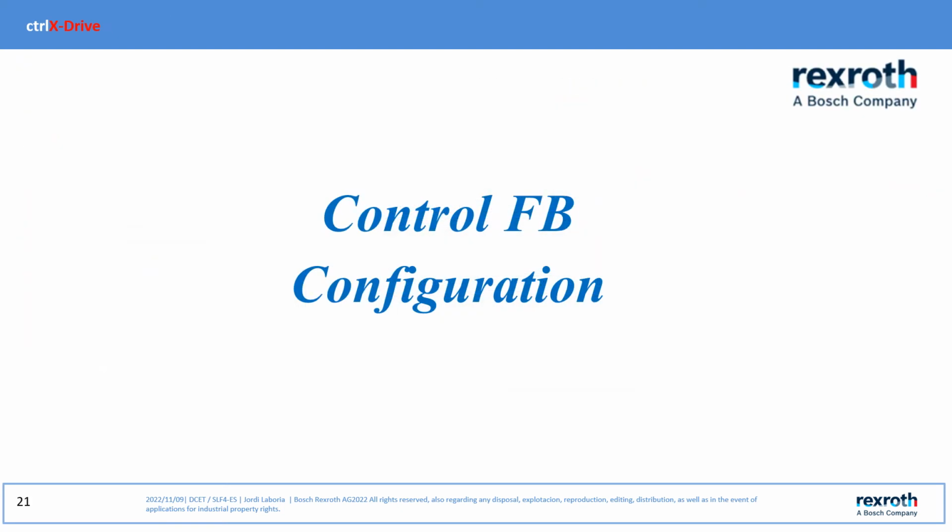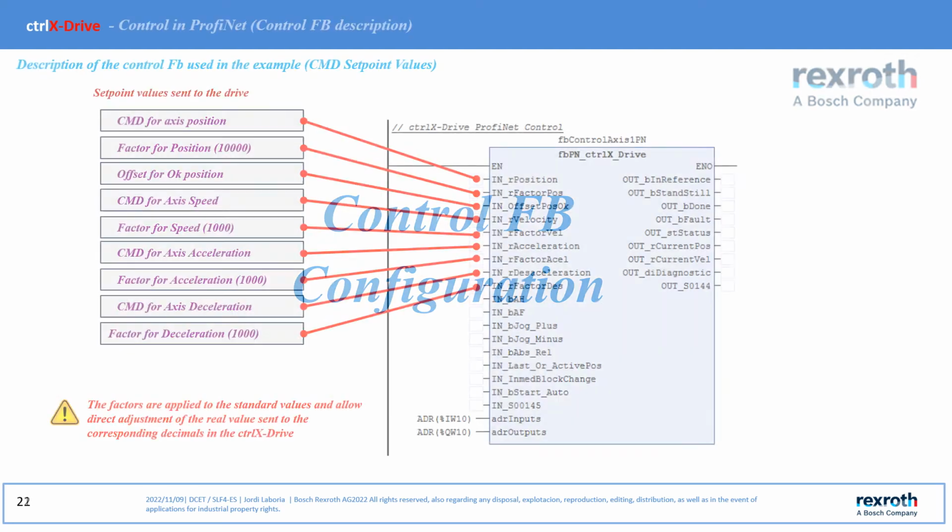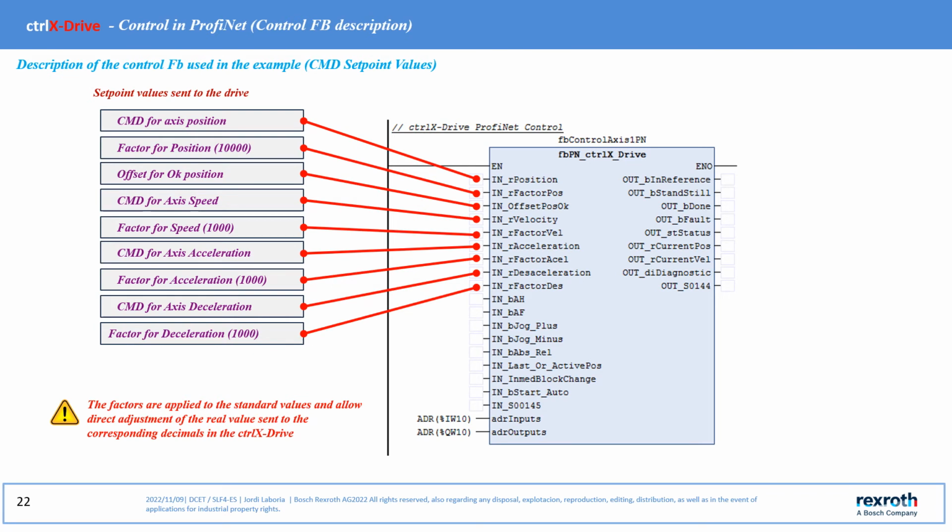Next, we are going to see the operation of the function block that has been created to control the activation and state of the ctrlXDrive. In this first part, we see the setpoint data: position, speed, acceleration, deceleration, as well as the conversion factors, so that the data sent is correctly interpreted by the ctrlXDrive parameters.